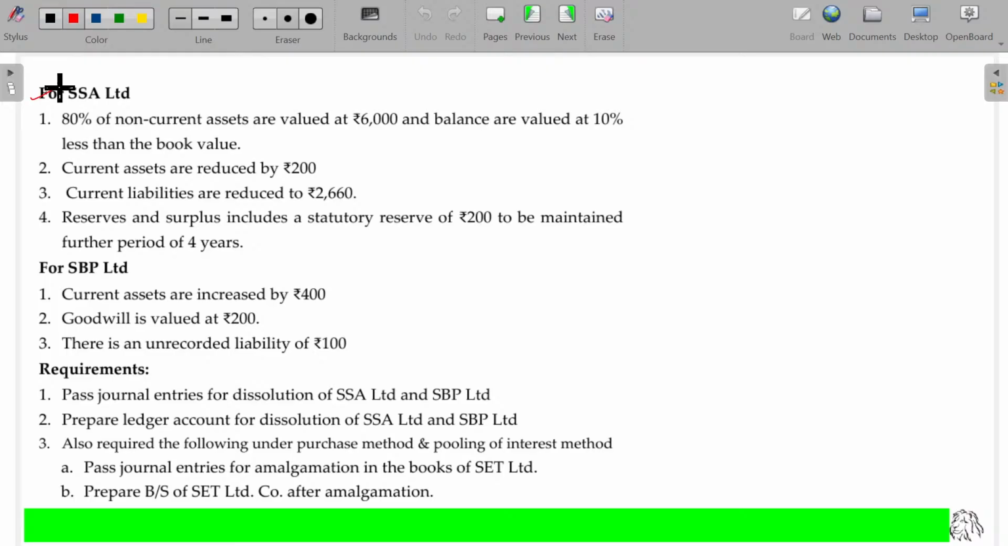For SSA Limited and SPB Limited, the assets and liabilities details are there. Requirements: pass journal entries for dissolution of SSA and SPB, and also prepare ledgers for the dissolution of these two. So you have to pass a journal entry for dissolution as well as close the ledgers. Also required are the following under purchase method and pooling of interest method. That can be done later on. So we'll try to finish these two first.